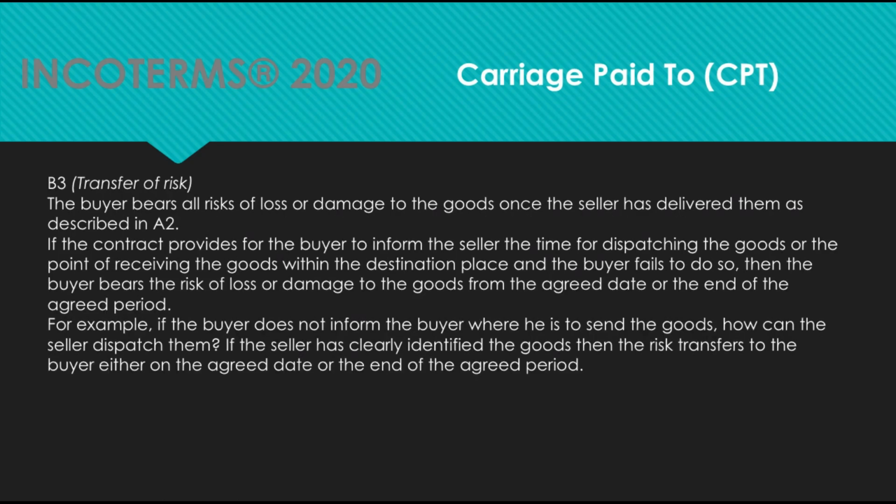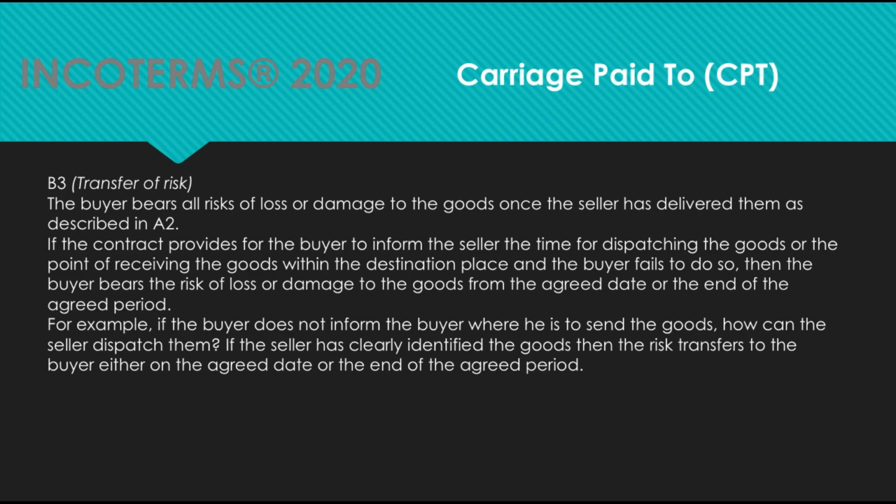B3. Transfer of risk. The buyer bears all risk of loss or damage to the goods once the seller has delivered them as described in A2. If the contract provides for the buyer to inform the seller the time for dispatching the goods or the point of receiving the goods within the destination place and the buyer fails to do so, then the buyer bears the risk of loss or damage to the goods from the agreed date or the end of the agreed period.